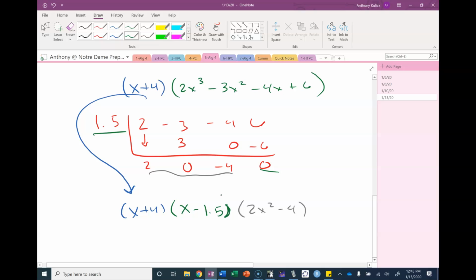Everybody okay there? Keep in mind, if you tried doing this by factoring by grouping, that was fine. It's okay to do that. This was factorable by grouping. You could have done that.